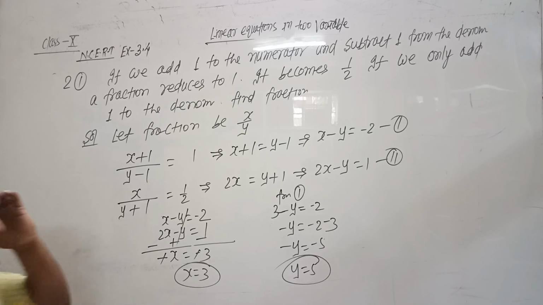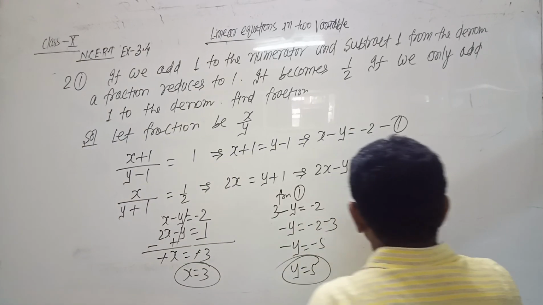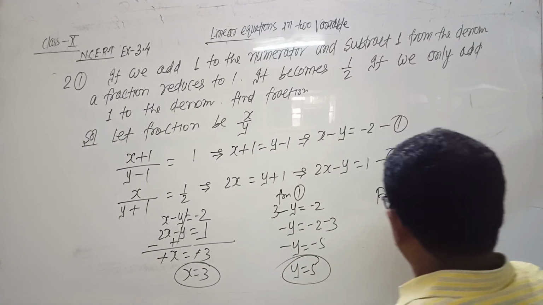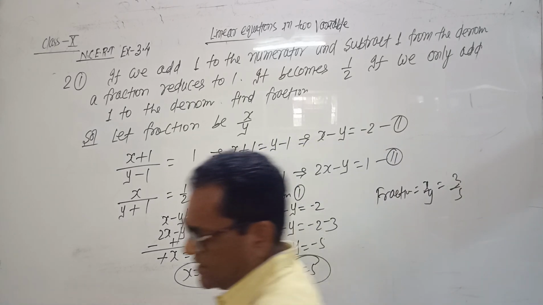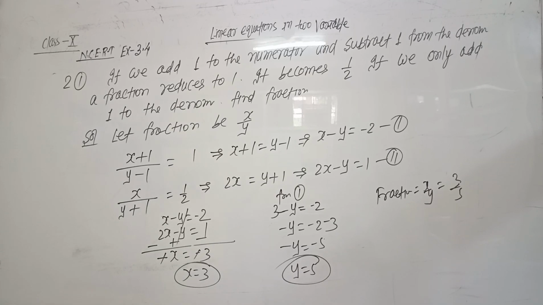So the fraction written in the form x by y means 3 by 5. So this is the result. The fraction comes to be 3 by 5.